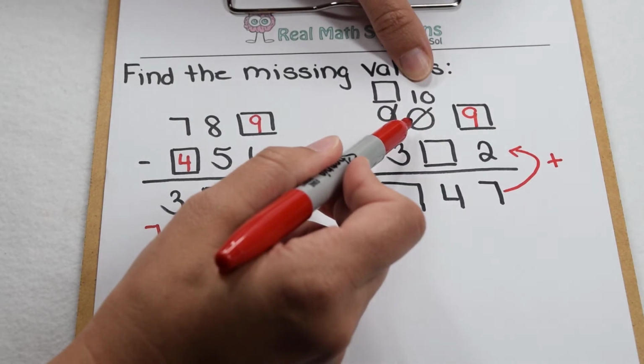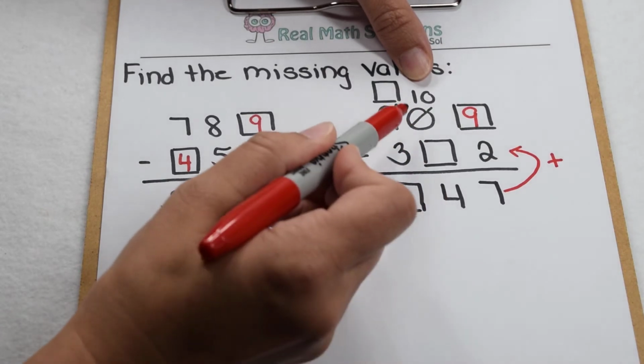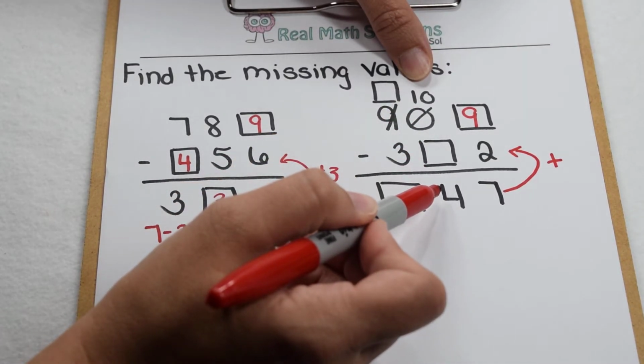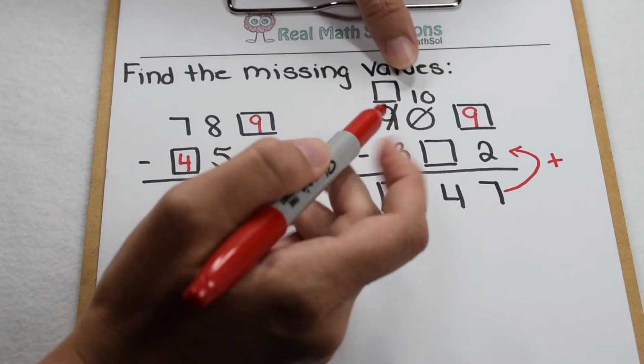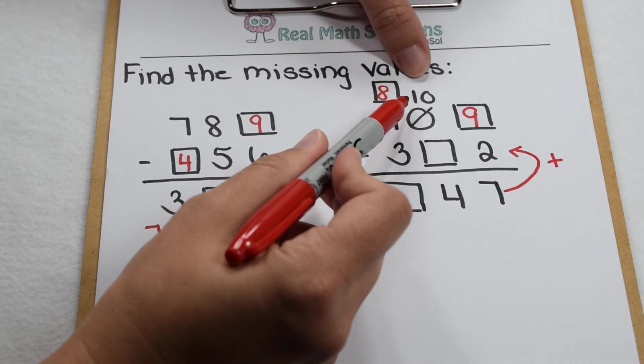We started out with a 0 there. 0 minus something leaves me with 4. Well, they went ahead and did our borrowing for us since we know we can't do 0 minus something and wind up with 4. So they borrowed from our hundreds place. So we know this 9 is now actually an 8 to give us that value of 10.